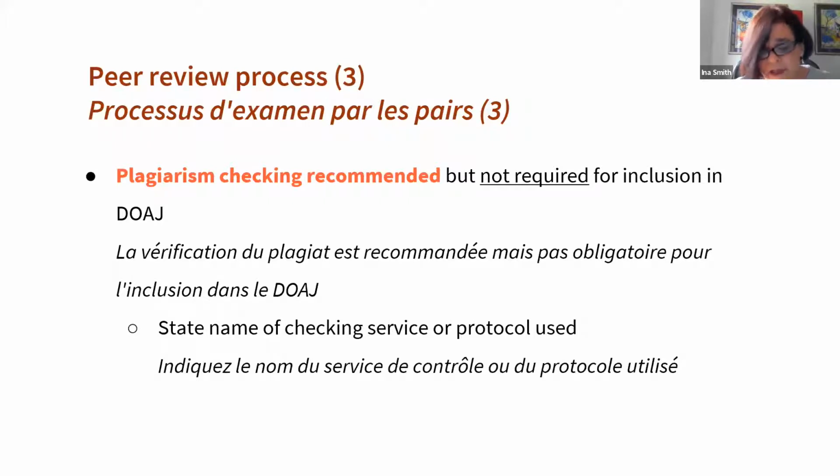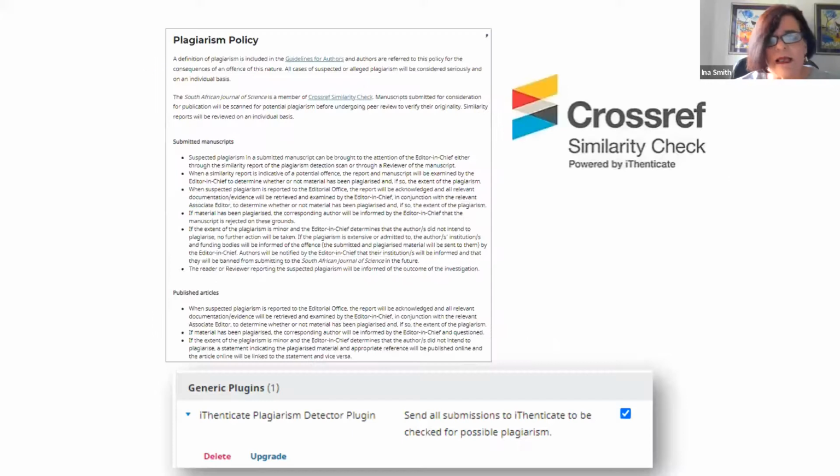DOAJ recommends plagiarism checking, but it's not required for inclusion. And should you have a plagiarism checking tool to check your submitted articles, we require that you state the name of the checking service or protocol used. And this is an example of a plagiarism policy from the South African Journal of Science.